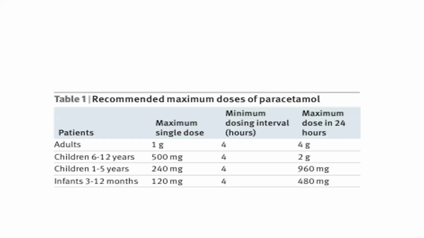So, the recommended maximum doses of paracetamol. For adults, it's 1 gram. The minimal dosing interval is 4 hours. A dose of 4 grams in 24 hours is the maximum, and more is lethal. For children of 6 to 12 years of age, a dose of 2 grams in 24 hours is lethal. For children of 1 to 5 years of age, a dose of 960 mg is lethal. And for infants of 3 to 12 months of age, a 480 mg dose is lethal.